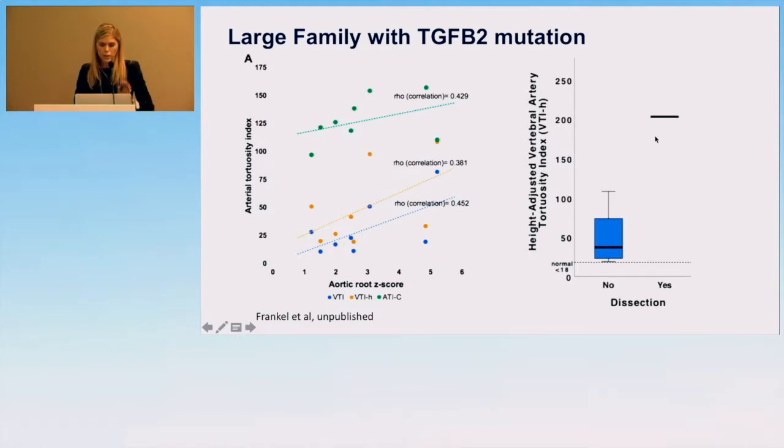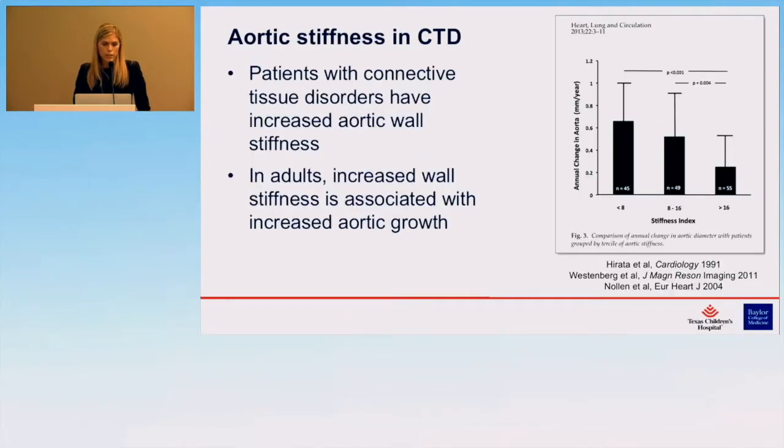So going on to other predictors, now we can talk a little bit about aortic stiffness. Now, as far as I know, besides size and tortuosity, there have been no other predictors that correlate with human dissection. The rest of the predictors correlate with human degree of dilation. So we know that patients with connective tissue disorders have increased aortic wall stiffness, and in adults, increased aortic wall stiffness is associated with increased growth. So if we look here at the mean annual change in the aorta, the more stiff the aorta, the faster the aorta grows.